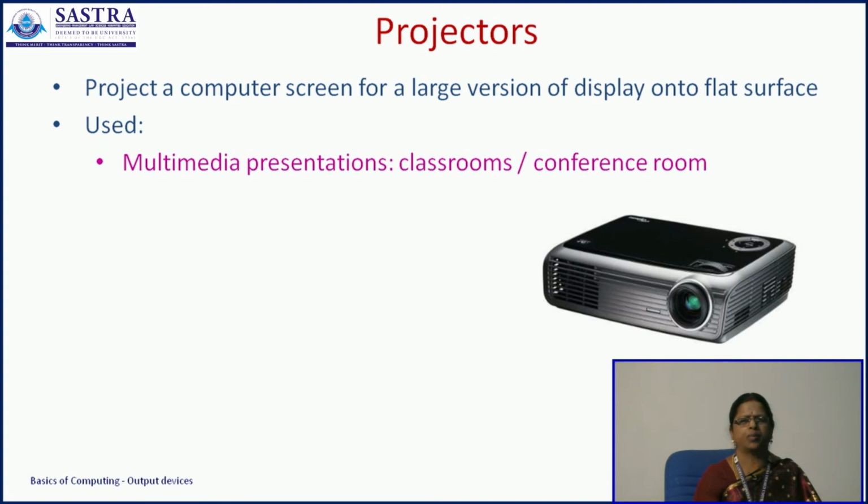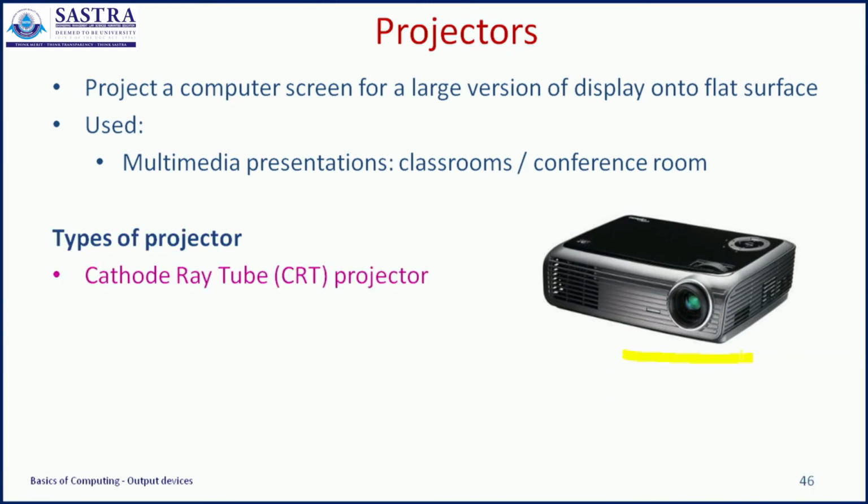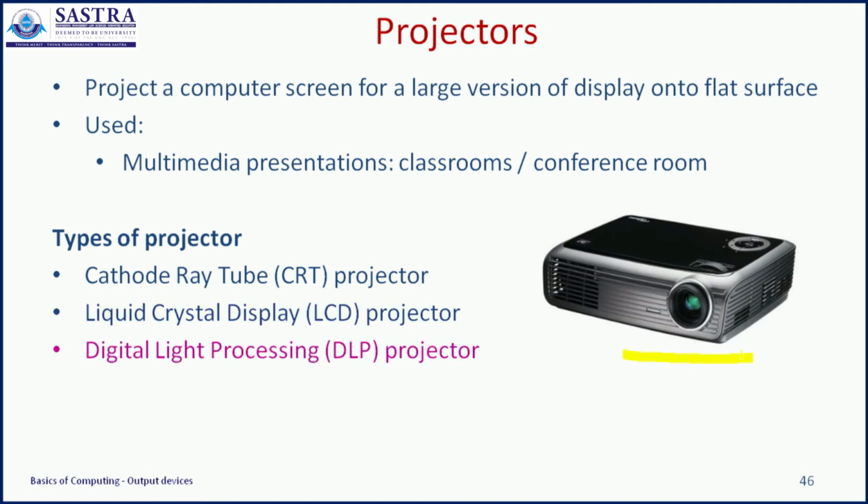It is used for making multimedia presentations in classrooms or conference rooms. All of us would have been using a projector for making presentations. There are three types of projectors available: the cathode ray tube projector, the liquid crystal display projector, and the DLP, which is the digital light processing projector. Let us see about the LCD projectors.